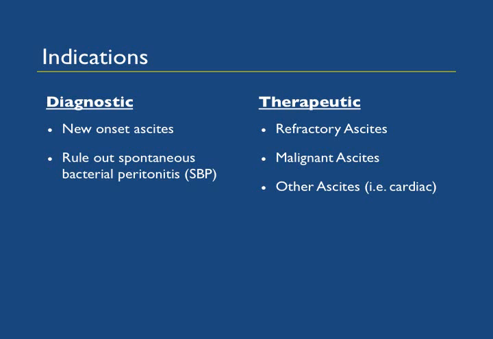For therapeutic paracentesis, large volumes of ascites can be removed due to refractory ascites or other causes such as malignant ascites and occasionally cardiac ascites. It is important to note that large volume paracentesis is not the first-line treatment for ascites. Rather, sodium restriction and diuretic use are the first-line treatment, and large volume paracentesis should only be reserved for patients who are refractory to these standard treatments.